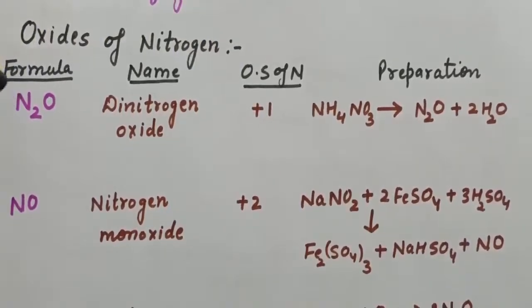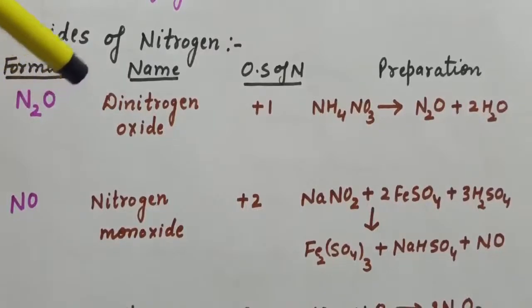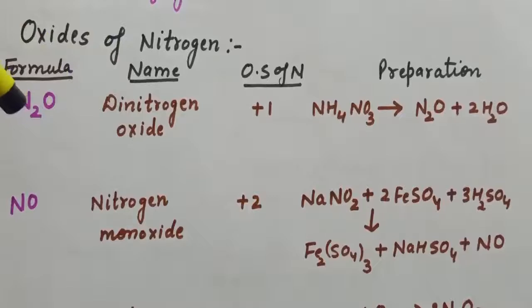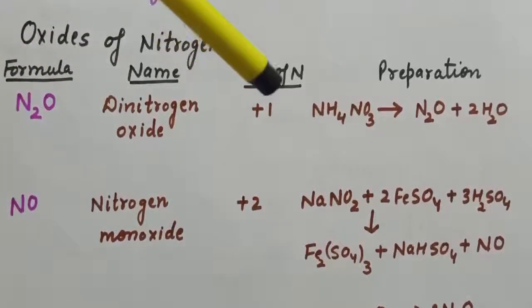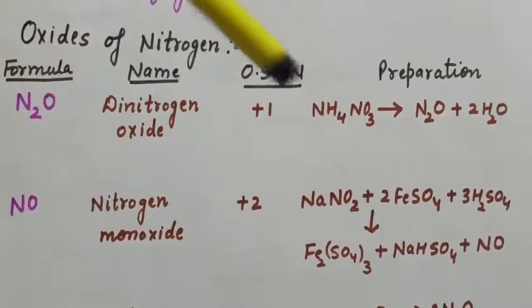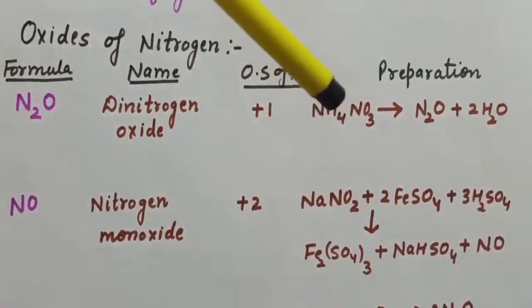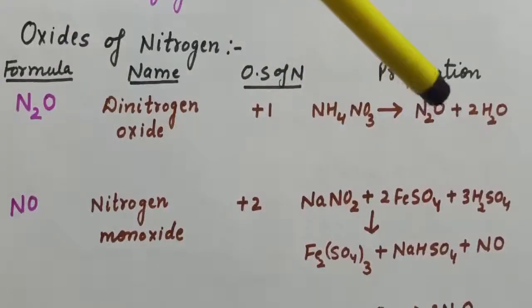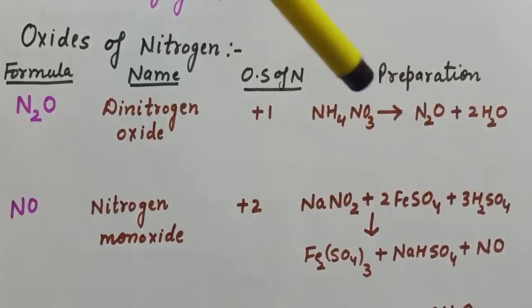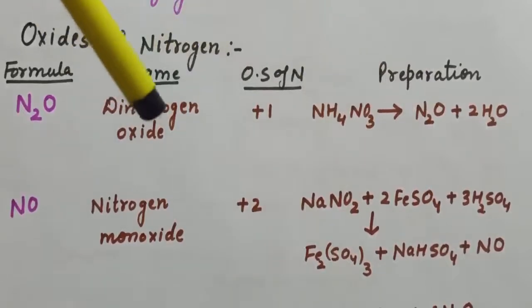So first oxide is N2O. The name is dinitrogen oxide and the oxidation number of nitrogen in N2O is +1. And the method for the preparation for N2O is, when we decompose the ammonium nitrate, so what will happen? Dinitrogen oxide will form. So this is the preparation method for dinitrogen oxide.